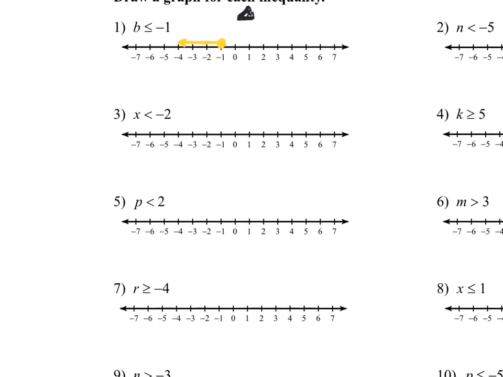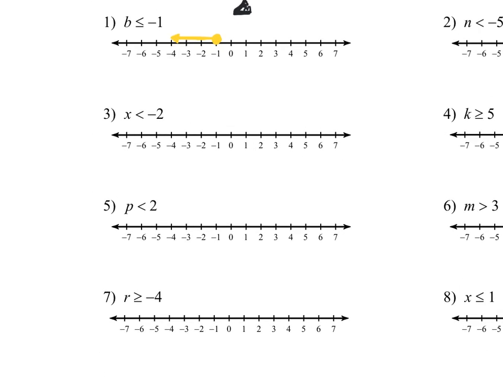All right. Let's look at number 3 then. Number 3 says X is less than negative 2. So they're asking us to graph this. Where are we going to put our dot?